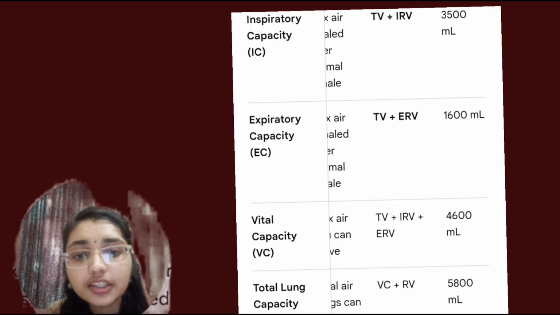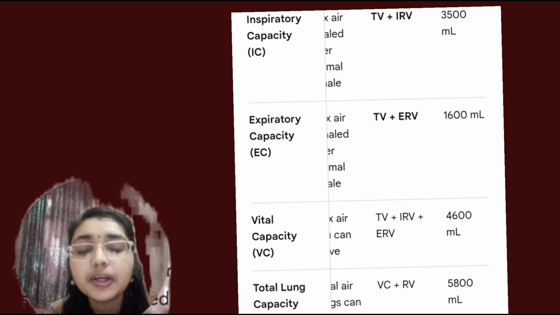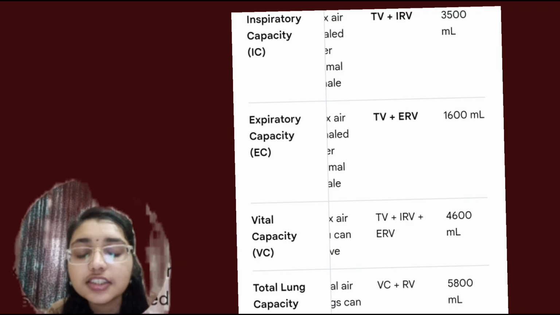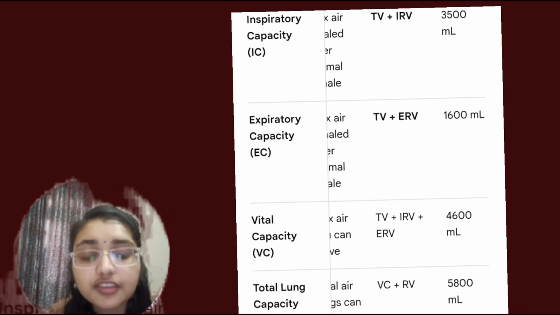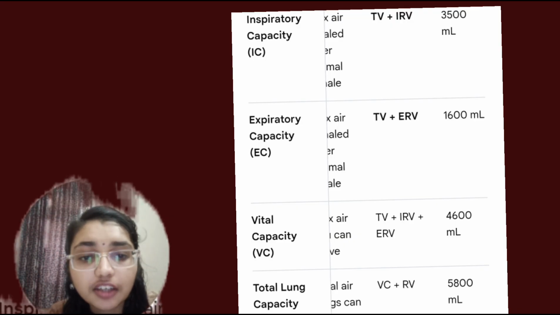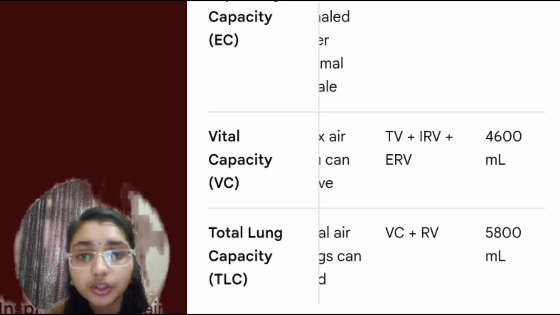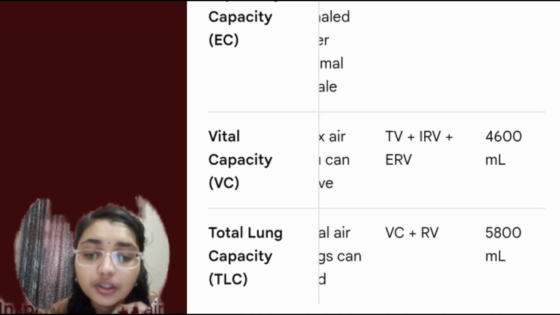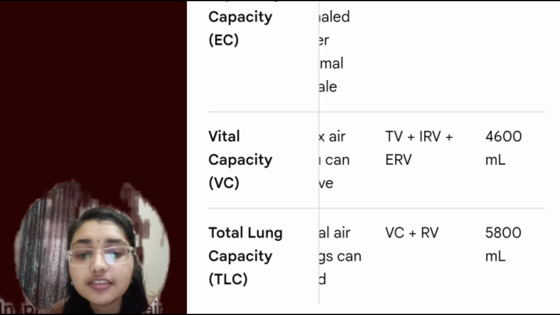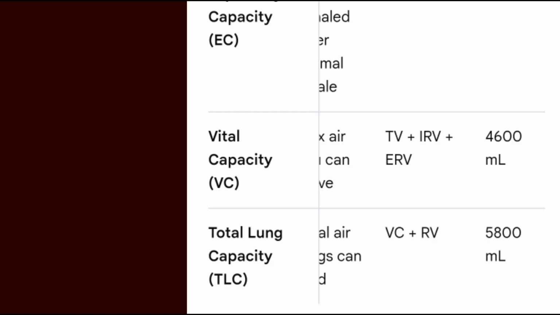Inspiratory capacity has the formula TV plus IRV, and expiratory capacity has the formula TV plus ERV. Whereas the vital capacity has the formula TV plus IRV plus ERV. We have to add them all, as the vital capacity is the total of all these values. Then total lung capacity is VC plus RV, that is 5800 ml.